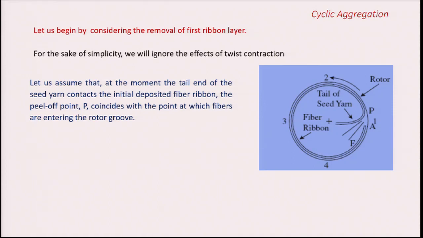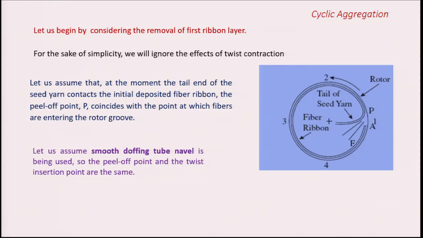Okay. Now, from F, the fiber is going to be delivered onto the rotor wall, and then because of centrifugal force it will move to the groove. That distance is very small, so let us assume that it is insignificant. If we do that, then A, P and the delivery point of the fibers are all at the same place. Then again we assume that the doffing tube nozzle, like I said earlier, is very smooth. That means the amount of twisting torque provided is just sufficient, so that the twist flows only up to the point P.